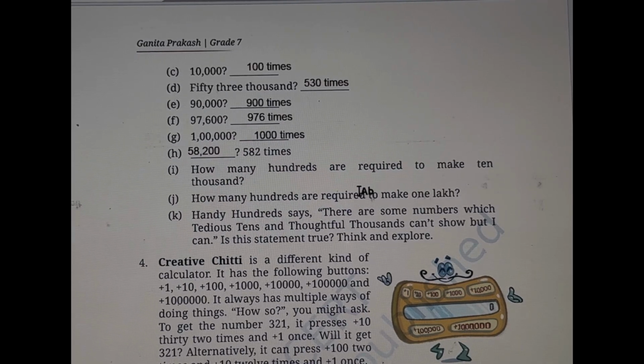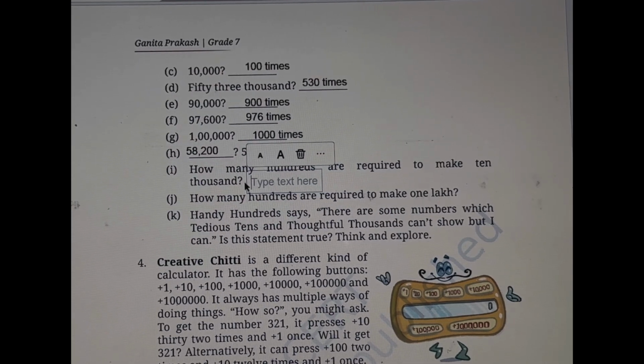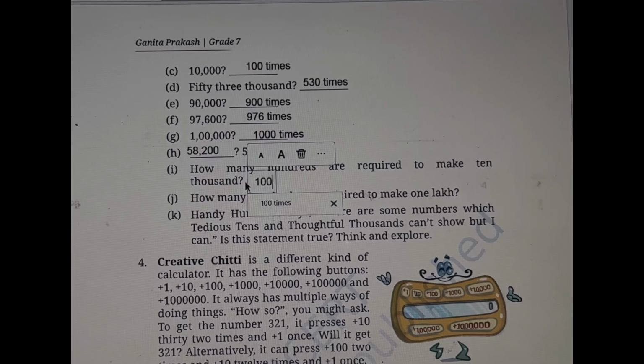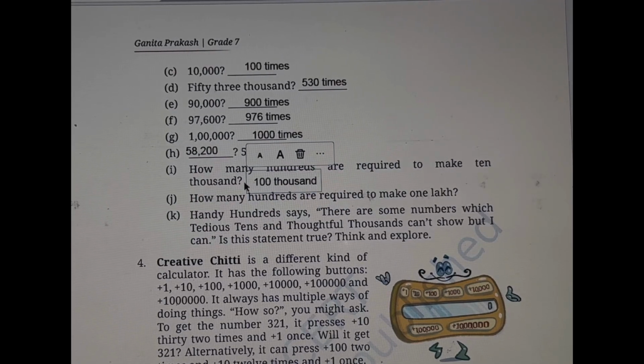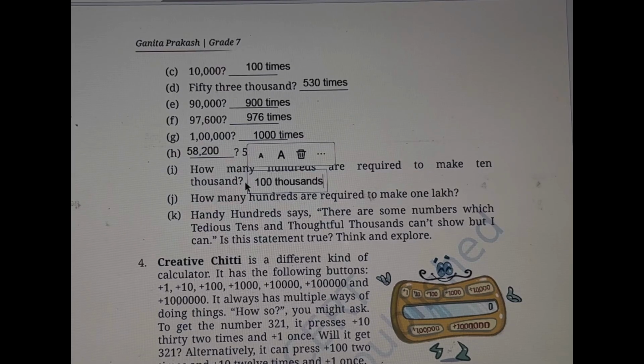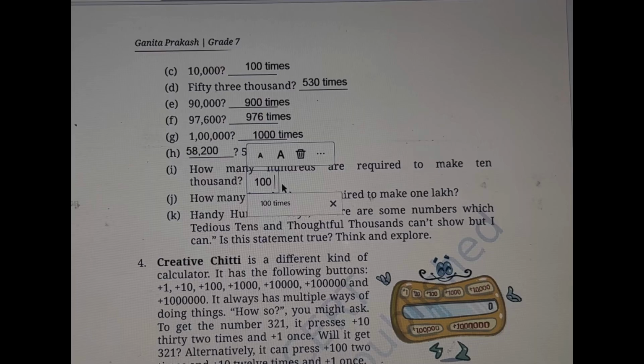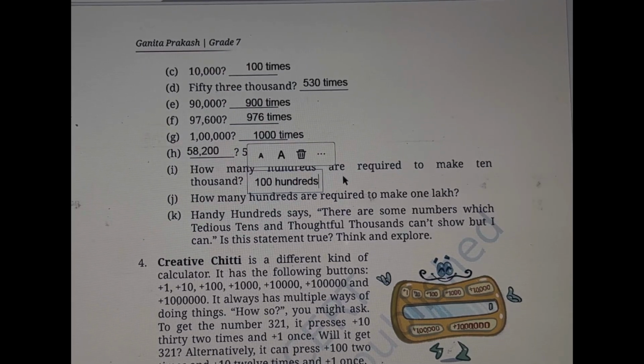Now, how many hundreds are required to make 10,000? Right? So 10,000 has how many zeros? 4 zeros. So if you remove 2 zeros, it is 100. So 100 hundreds are required to make 10,000.